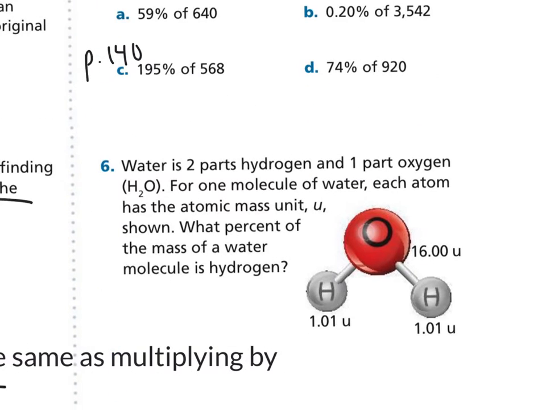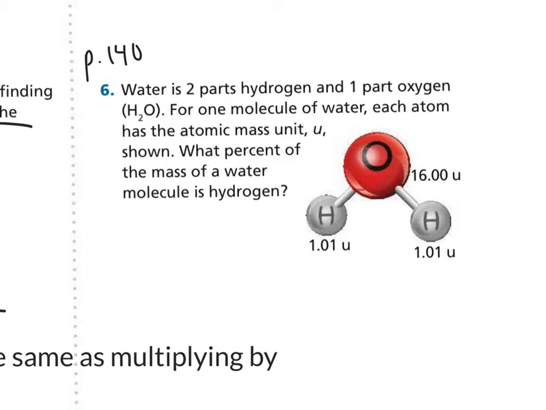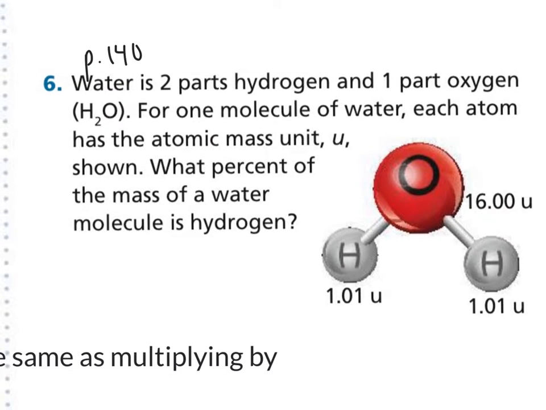And if we look at number 6, water is 2 parts hydrogen, 1 part oxygen, H2O. For 1 molecule of water, each atom has the atomic mass unit u shown. What percent of the mass of a water molecule is hydrogen?